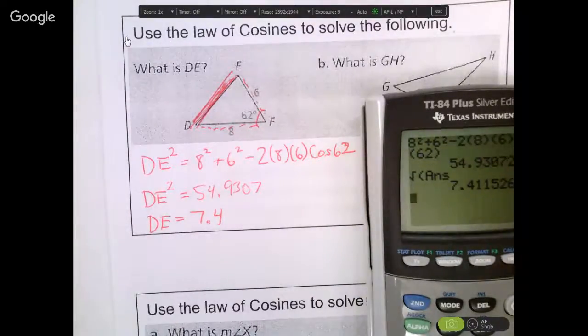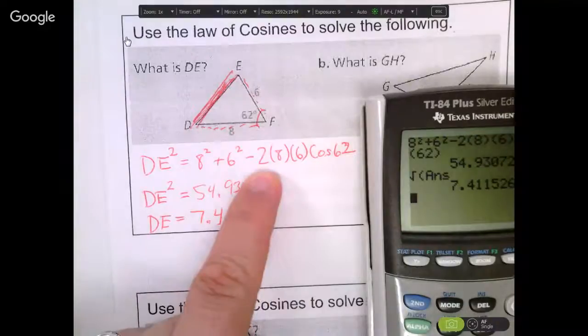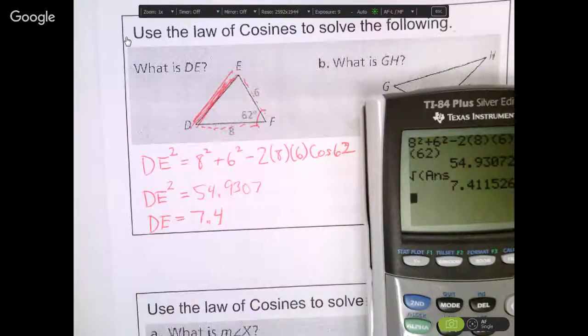So you forgot your 2. What, 2? Yeah, the formula calls for a 2. So it'd be 6 squared plus 8 squared minus 2 times 8 times 6, cosine 62. Got 54, now square root.